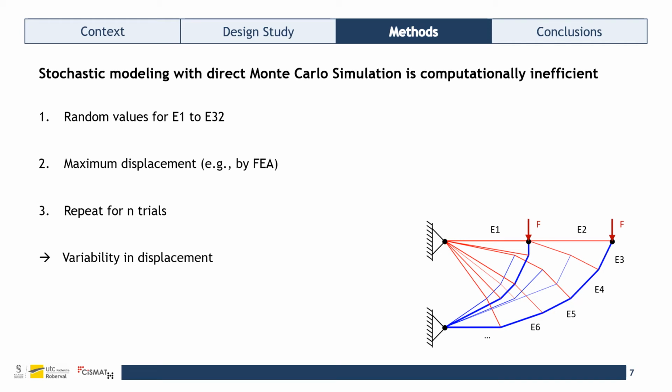The significant problem with this procedure is that often as much as 10 to 100,000 trials are needed to obtain results with high accuracy. For each trial, one finite element analysis is used, which makes the direct Monte Carlo simulation costly from a computational point of view.